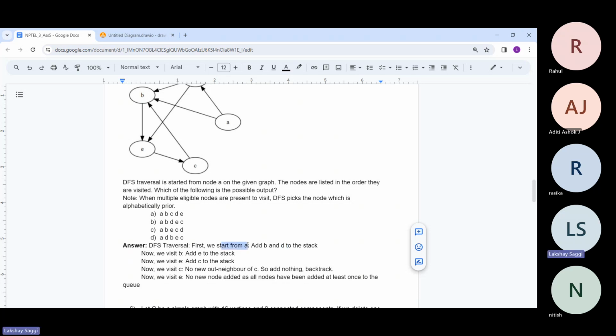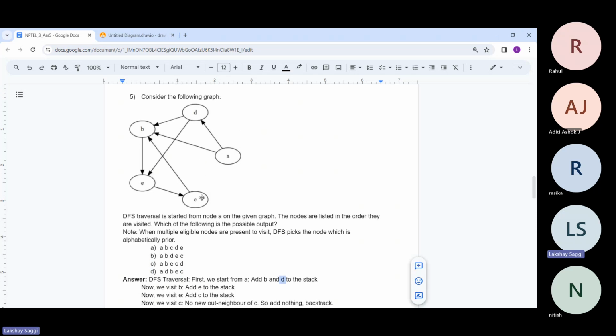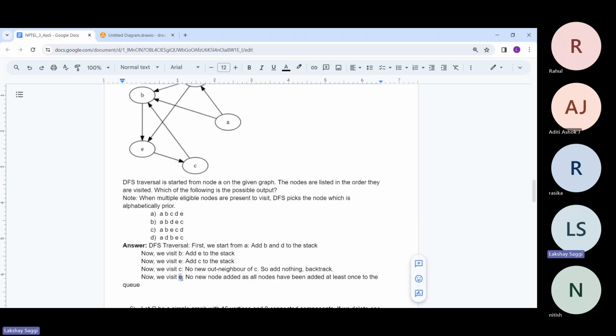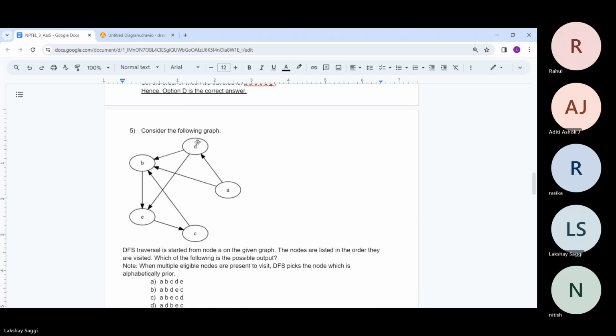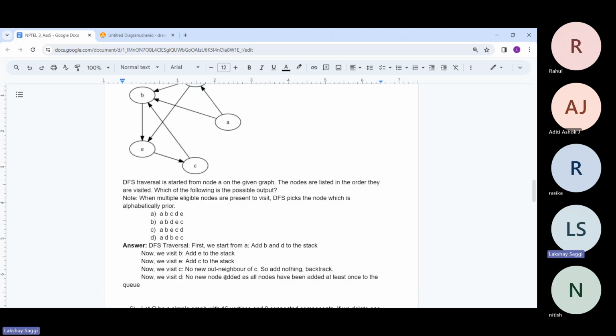Because initially we started from A, we popped A from the stack, pushed B and D to the stack, then we popped B and pushed E, popped E, pushed C, then popped C. So the only thing remaining is D in the stack. That can be visualized using the backtracking method also. So now the only remaining vertex is to visit D. And as soon as you visit D, no new node is added, as all nodes have been added at least once to the stack. So this is the visiting order which we arrived at. We started from A, then B, then E, then C, then D.